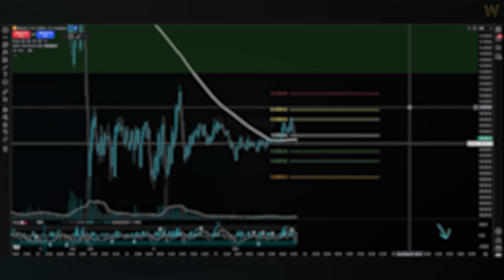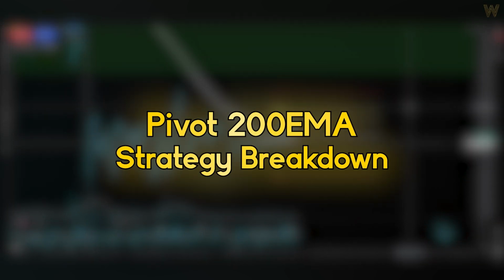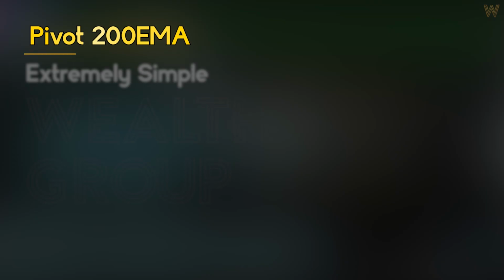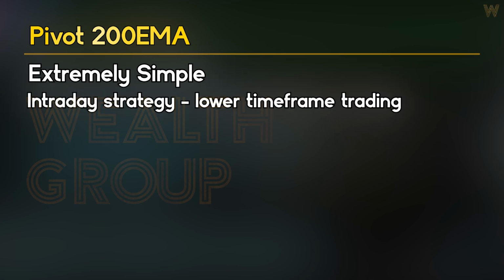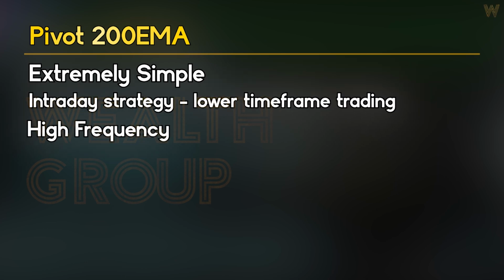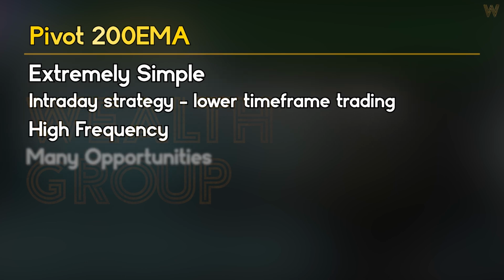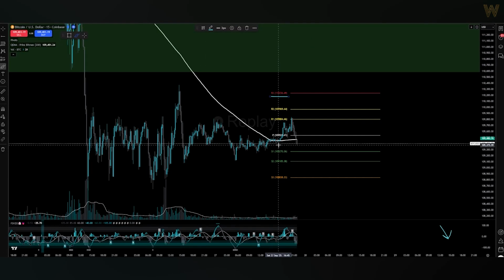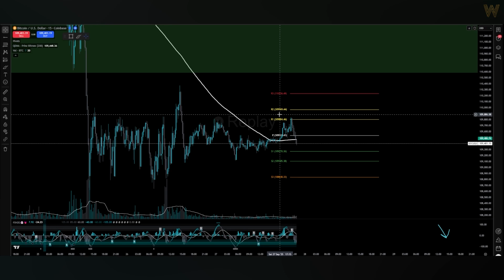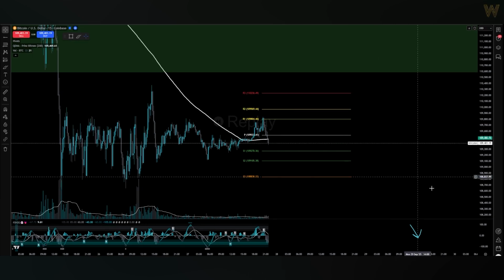Today, I'll be breaking down the very basics of my Pivot 200 EMA strategy. It's extremely simple to follow and usually looks to target intraday setups. So on a day-to-day basis, I'm always looking for the same sort of thing. There are a number of trades to take from this, but today I'll be covering the R3 level, the pivotal level, and the S3 level. We usually always look for the Pivot 200 EMA setup, which is the one I'm going to be explaining just now.